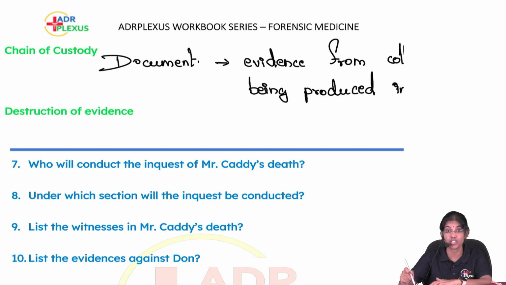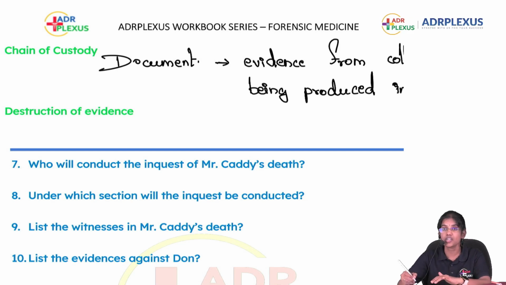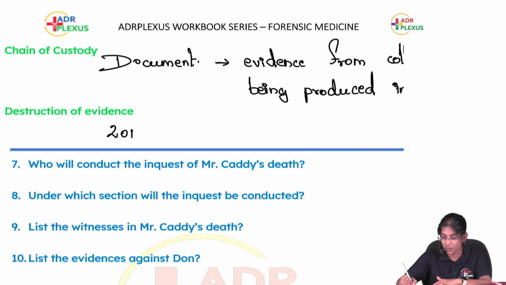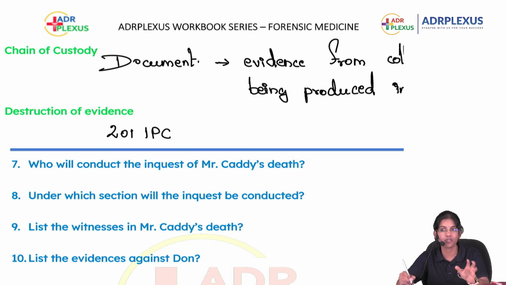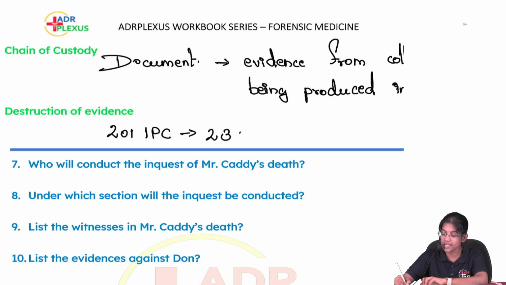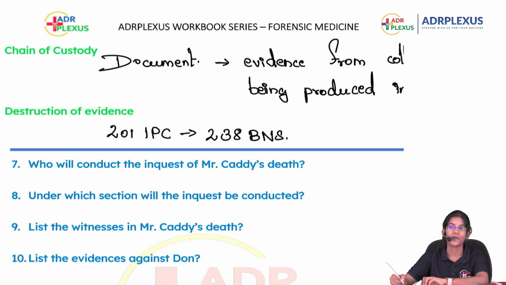Next, you have destruction of evidences. Destruction of evidence was previously dealt with in 201. Now, 201 IPC was telling that if there is a destruction of evidence, we are going to give punishment for this and everything. Today you have 238 BNS. Okay, now, again, this is coming up in court.